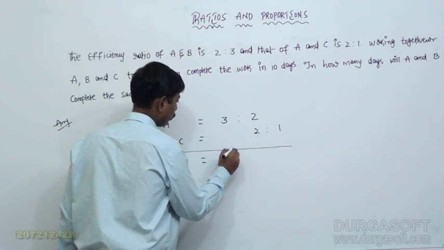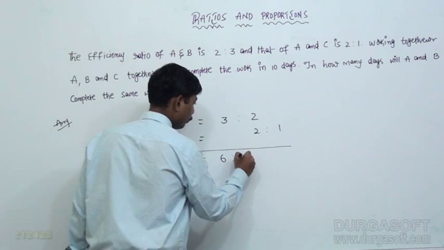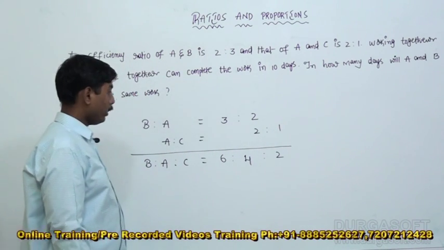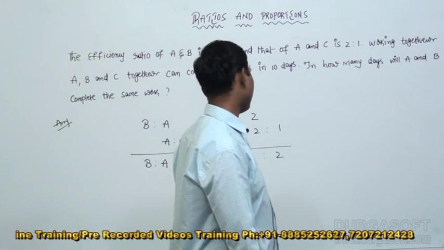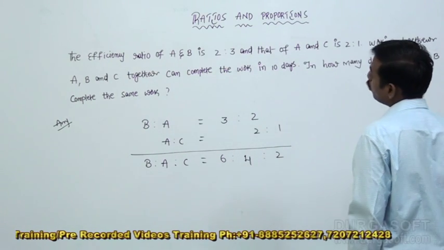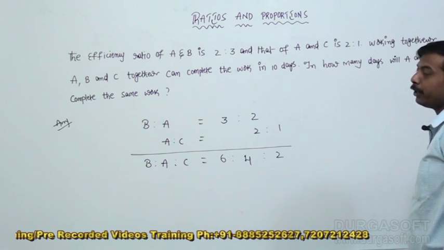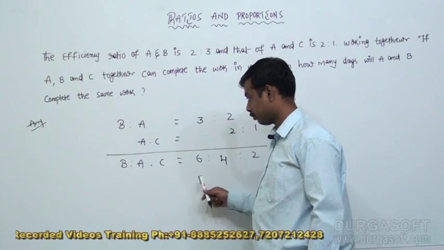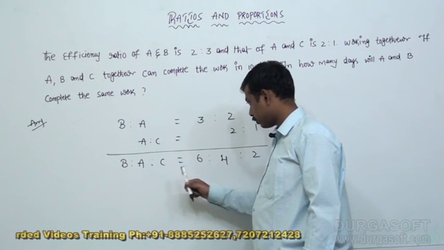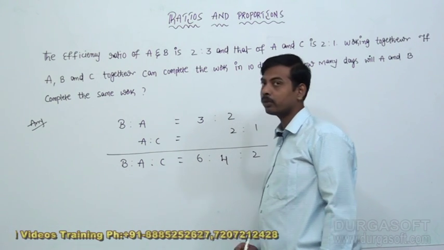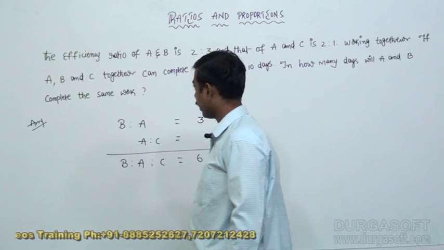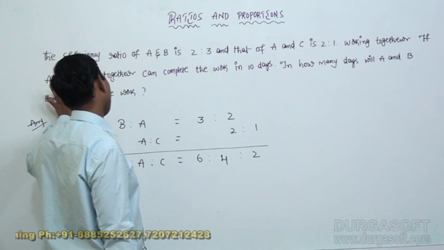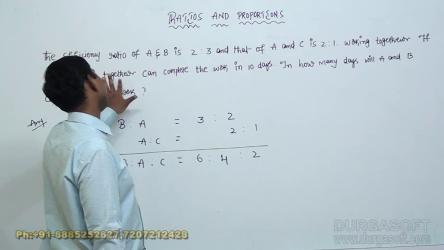B is 3 into 2, 6; A is 2 into 2, 4; and C is 2 into 1, 2. Now we came to know here B is how many parts? 6 parts. A is how many parts? 4 parts. C is how many parts here? 2 parts. All right, B is 6 parts, A is 4 parts, C is 2 parts.